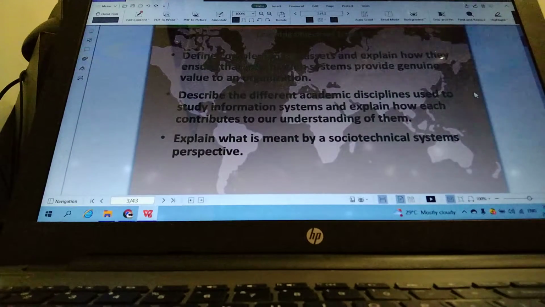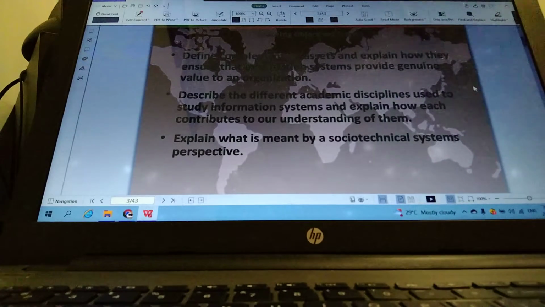Moving on, continuing under the same topic. Define complementary assets and explain how they ensure that information systems provide genuine value to an organization. So here we might look into all assets that come under MIS or IT, and also make sure how these assets provide genuine value and benefits to any organization, to any business. So let's go through that later.